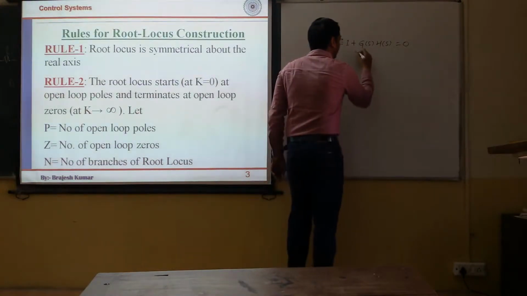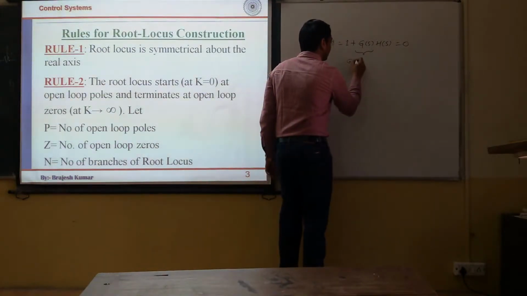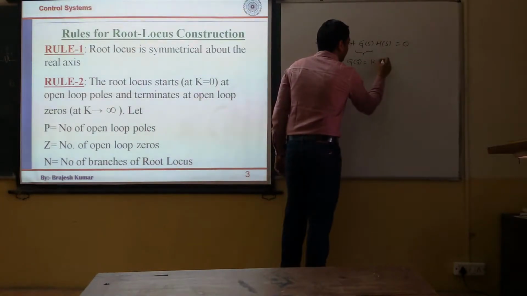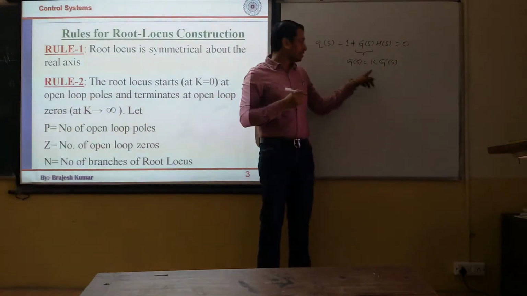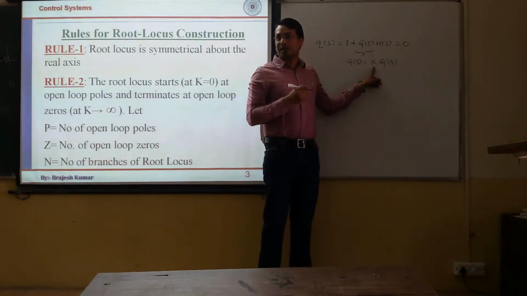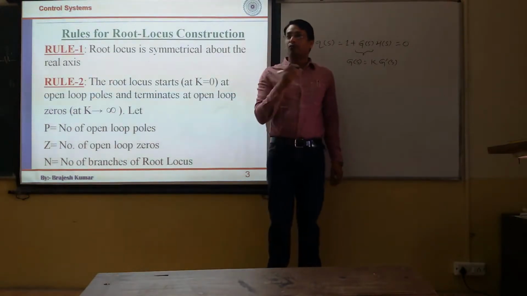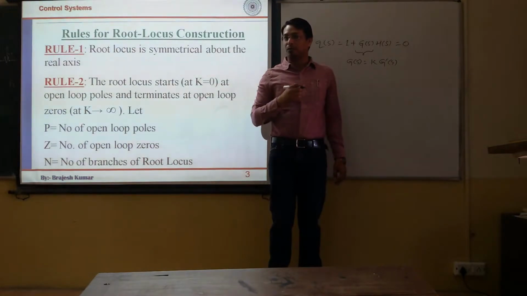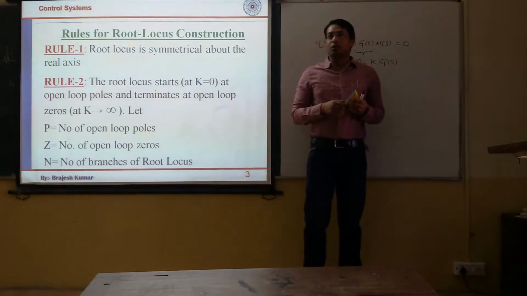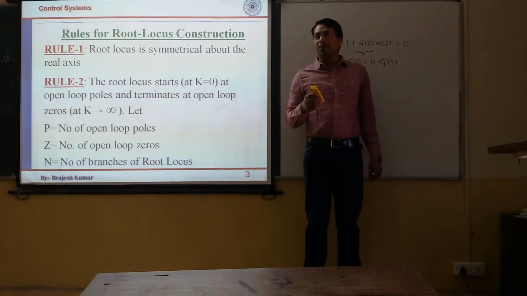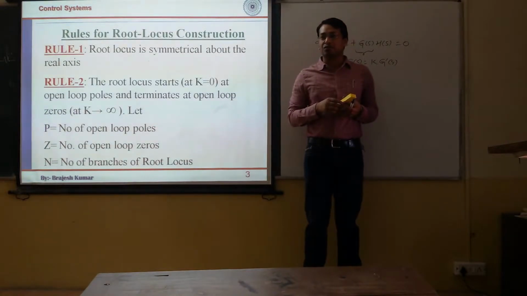So for this I am taking GS as nothing but k multiplied by G dash S, another transfer function, and this is gain k which you are varying and plotting the root locus. Correct? If gain k is not given, you have to assume that gain k is multiplied with your given transfer function or open loop transfer function. Correct? Okay. So coming to the rule 1. Rule 1 says that whatever may be the root locus, whatever may be your open loop transfer function, it will be symmetrical above the real axis.